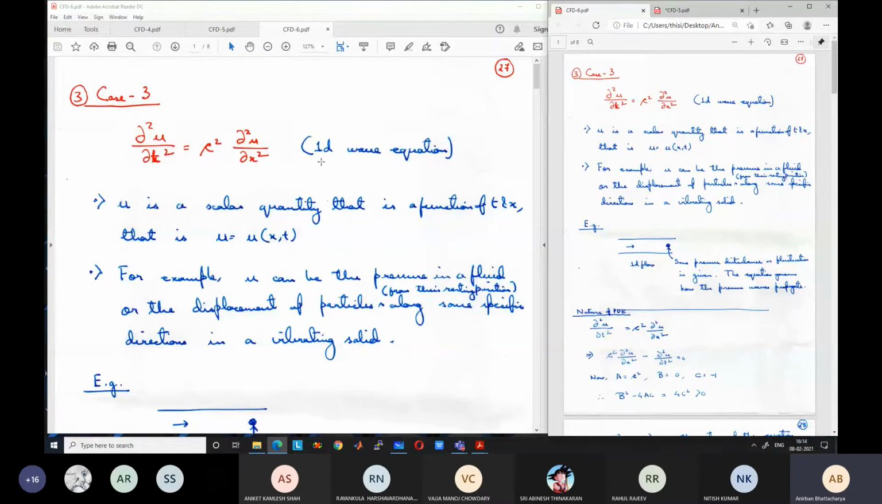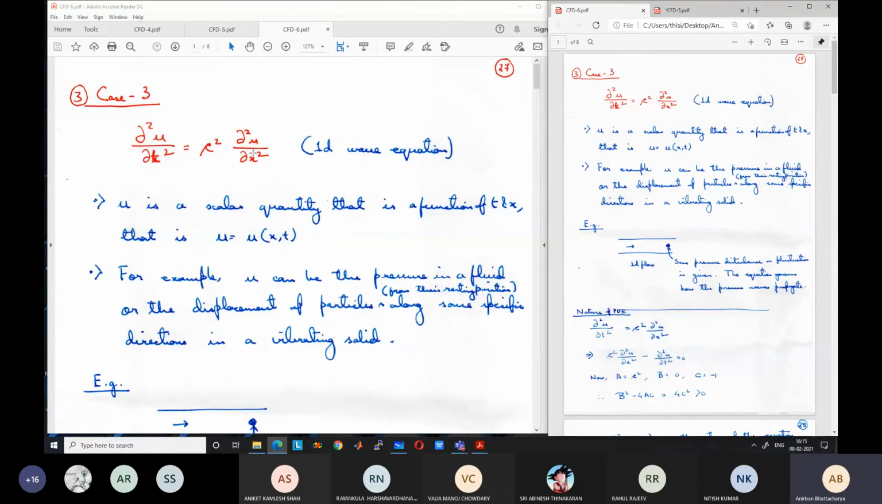So one very famous example of a hyperbolic PDE is the 1D wave equation. What is the 1D wave equation? It can be written in this form: del square u by del t square is equal to c square del square u by del x square. Can you see this? Page 27 is the new document that I am showing now. So this is a famous equation, known as the 1D wave equation.